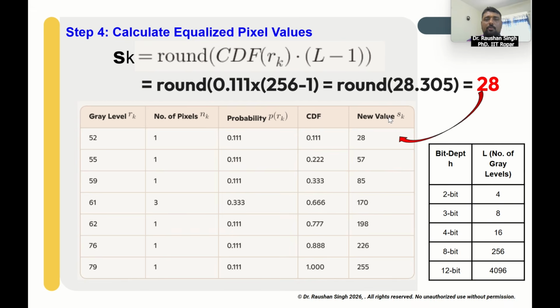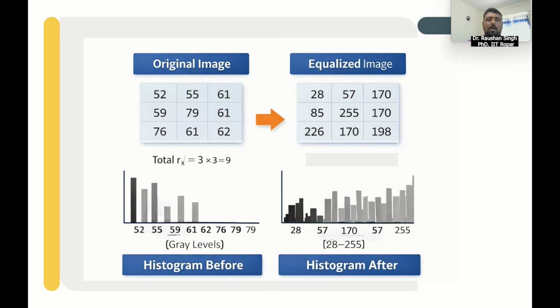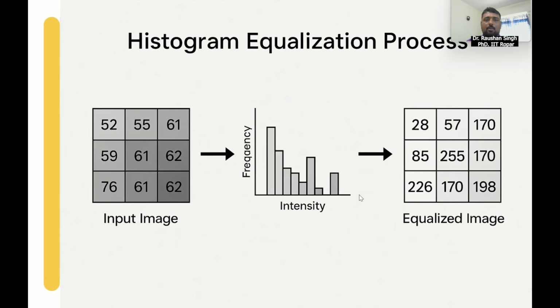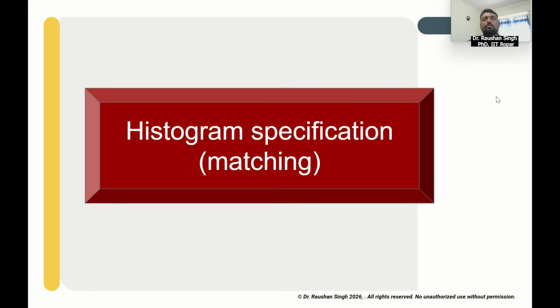Okay, so this 28 will come here, and now our original value will be converted into this value. How is it coming? We have got it from here itself. 52 became 28, 55 became 57, 59 became 85, and 61 became 170. So like that it goes. So this is your final result. You have to display it like this, and you have to create the histogram here also, like we created initially. Okay, so this was all about histogram equalization.